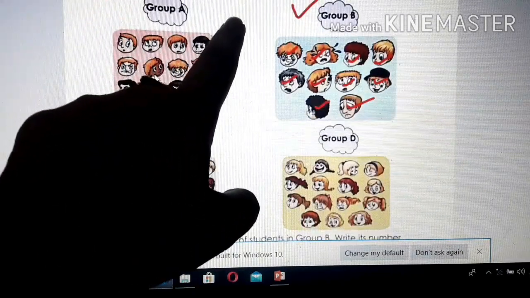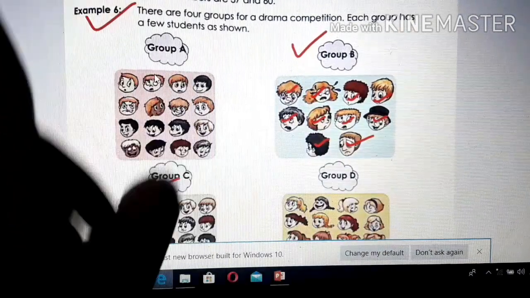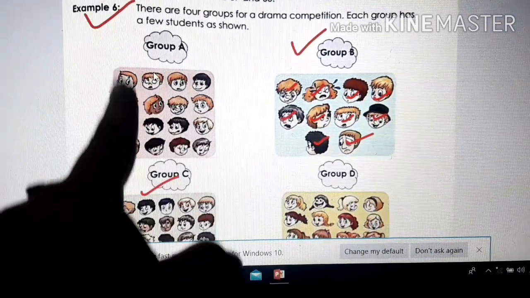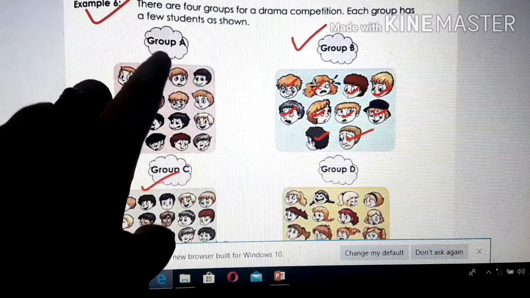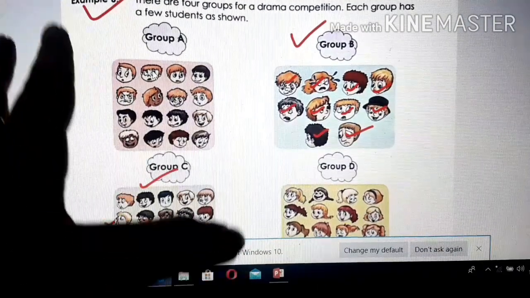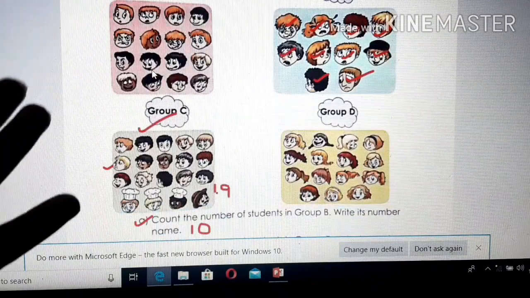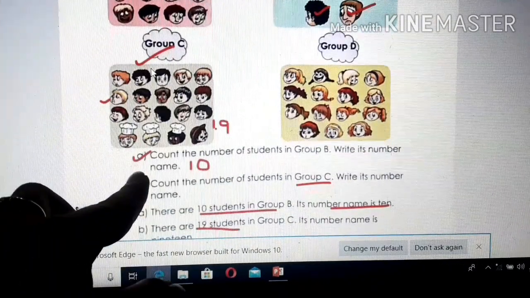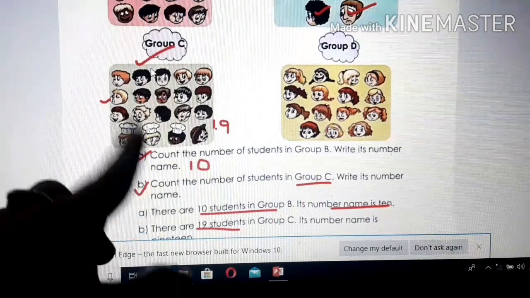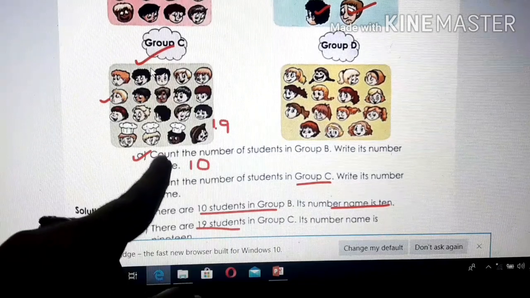There are 4 groups for a drama competition. Each group has a few students as shown. You can see there are 4 groups: group A, group B, group C and group D. So there are a few students. So then what we have to do, children? 2 questions are given below, A and B. We have to read that question and give answer to this question.